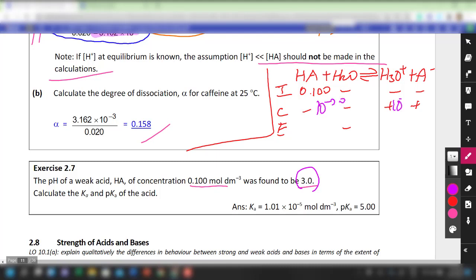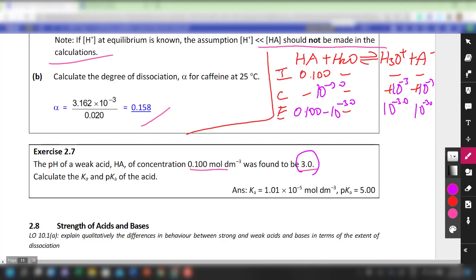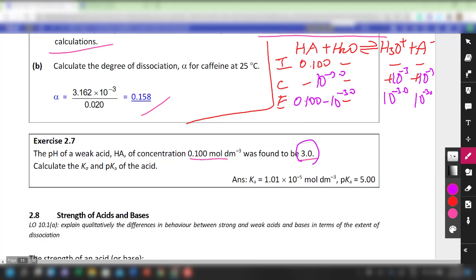So the equilibrium concentration of HA will be 0.100 minus 10 to the power minus 3.0, and the concentrations of H3O+ and A- will each be 10 to the power minus 3.0. If you are sharp enough, you can do that relatively quickly.